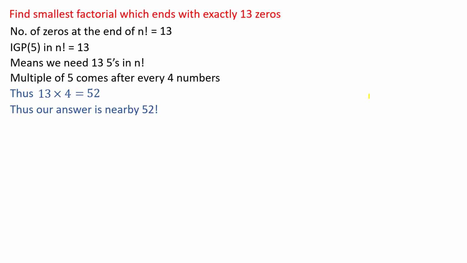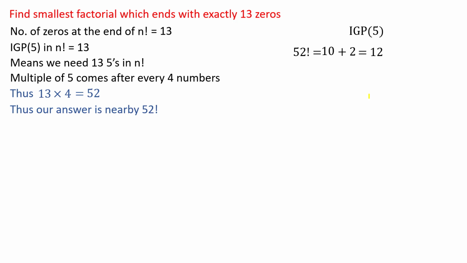Okay, so now let's check IGP of 5 in 52 factorial. If we divide 52 by 5, the quotient is 10. If we divide 10 by 5, the quotient is 2, and if we divide 2 by 5, the quotient is 0. So we need to stop here and add all these quotients. So we can say that the IGP of 5 in 52 factorial is going to be 12. But we want IGP of 5 to be 13.